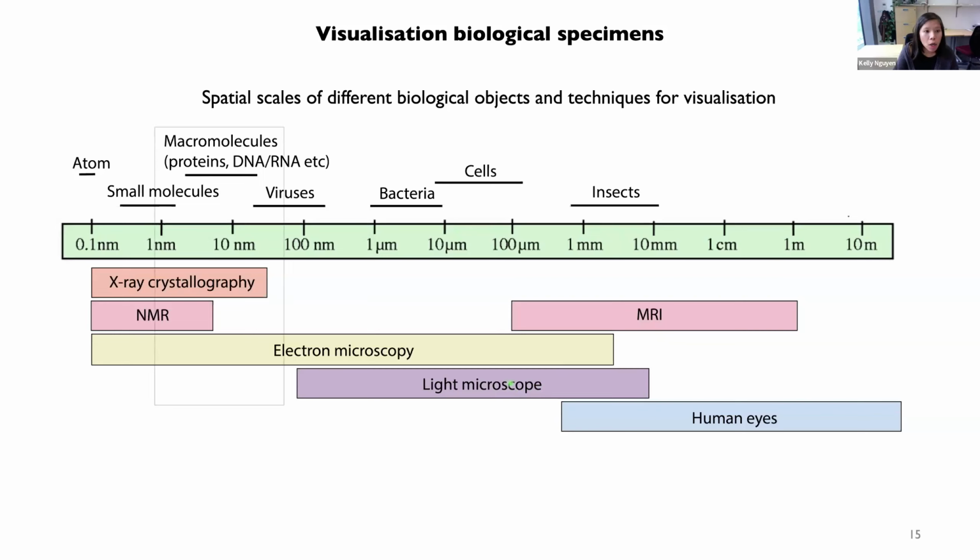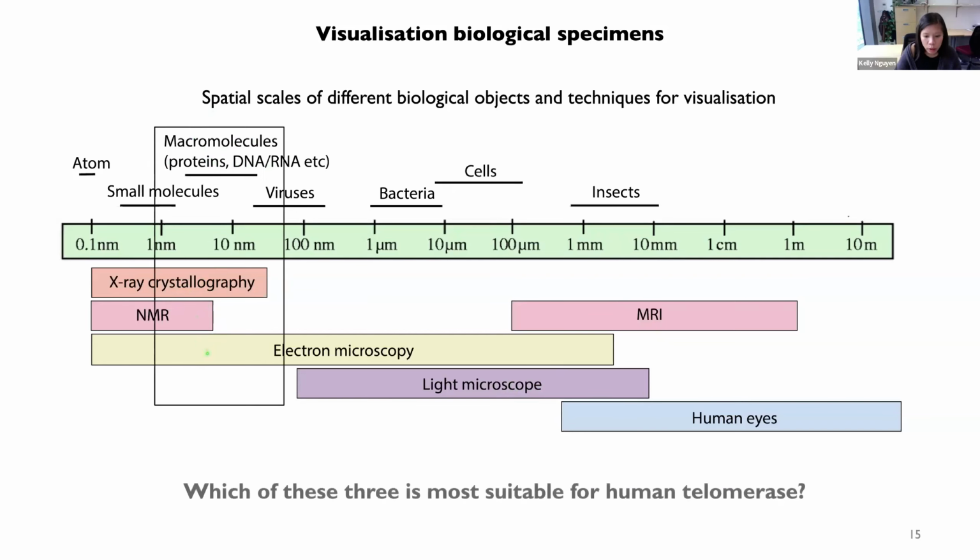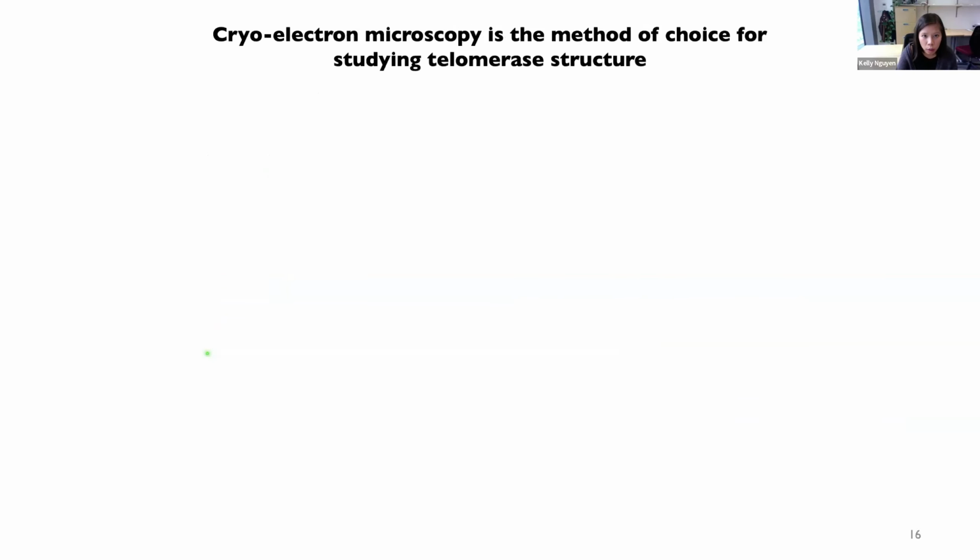And the molecules we're studying are macromolecules, which include proteins, DNA, RNA, and that's in this range here. And that's where there are three main techniques commonly used to do this: X-ray crystallography, NMR, and electron microscopy. And the question is, which is the most suitable for human telomerase? There are a number of pros and cons one has to consider for this case. And what we then decided, obviously, now talking about EM, was that it was the method of choice.